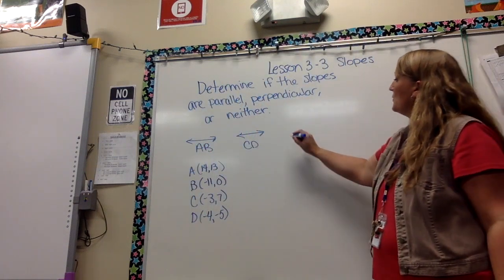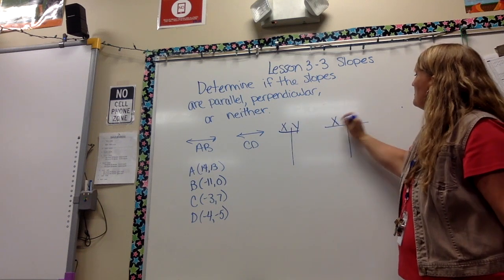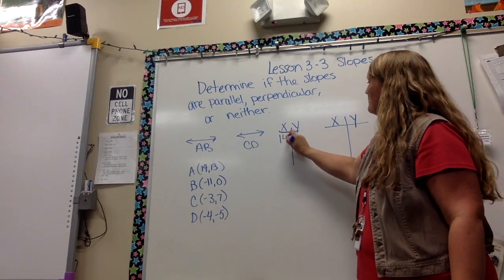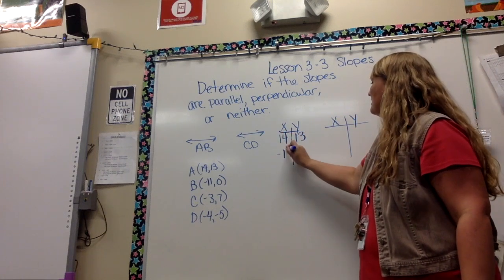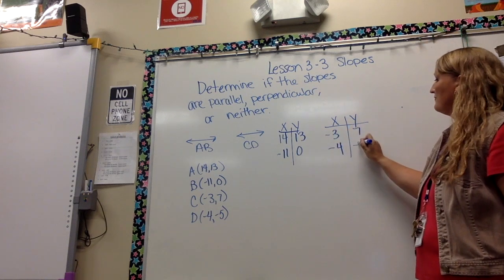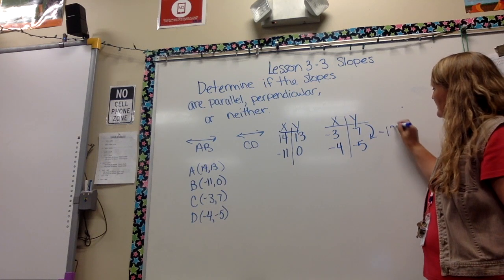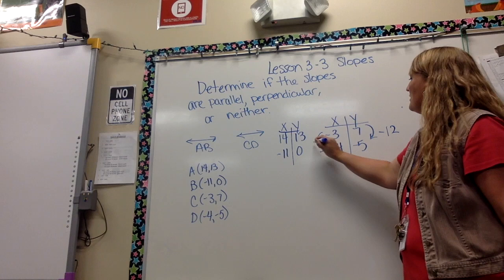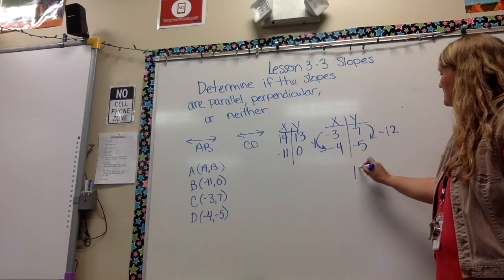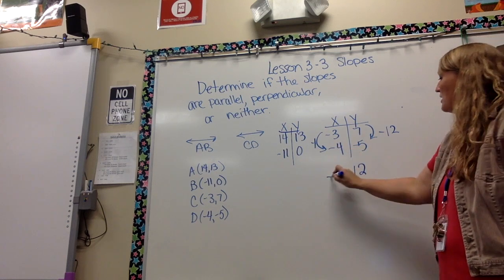Okay, so you guys know that I like those tables. So I'm going to put my 2 lines in the table, so my 2 slopes. So I have 14, 13, and I have negative 11, 0. And over here I have negative 3, 7, and negative 4, negative 5. So here I have a change, it's going down 12. And here I have a change, it's going down 1. So CD has a slope of positive 12. Negative 12 over negative 1 is positive 12.